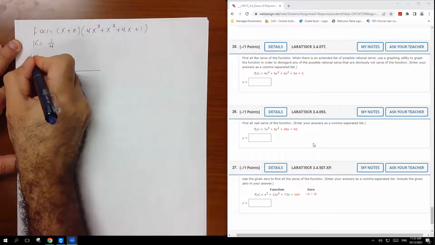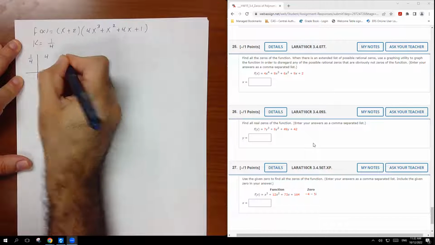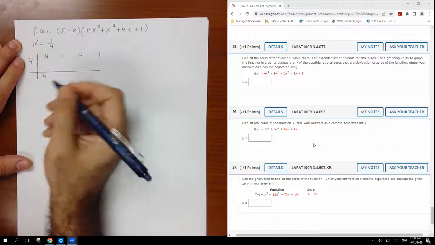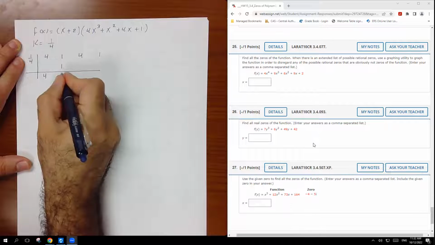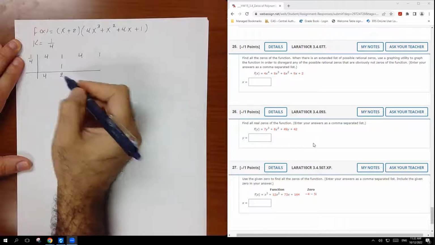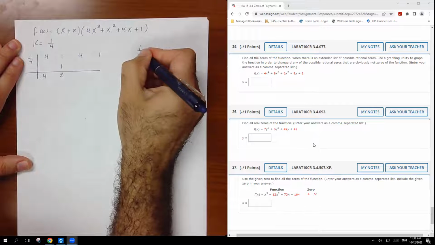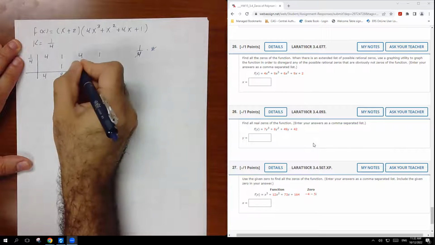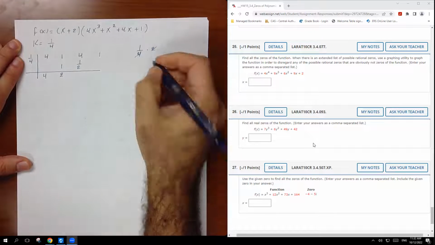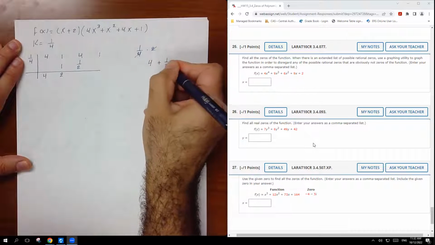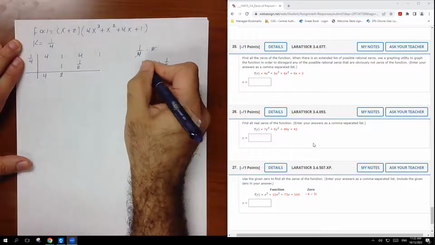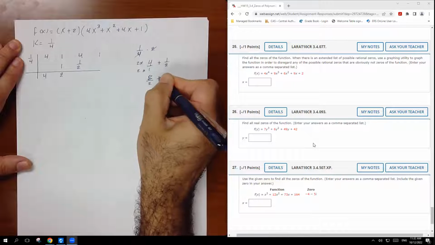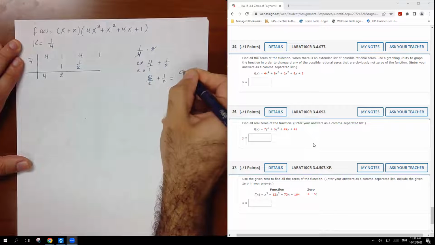So 1/4, and here is 4, 1, 4, 1. So here is 4. 1/4 times 4 is going to be 1. Add these together is going to be 2. 1/4 times 2 is going to be half. Add these together, that means 4 plus half. I'm going to put this one over 1, multiply by 2, so it's going to be 8/2 plus half is going to be 9/2.